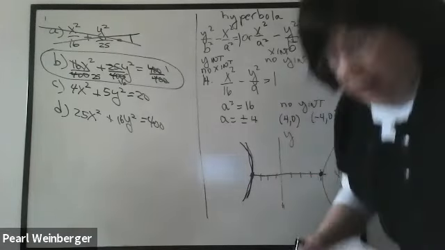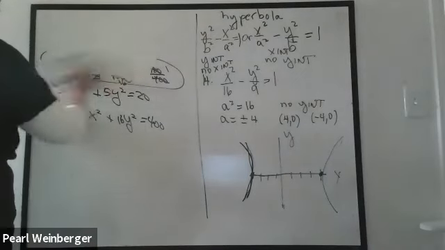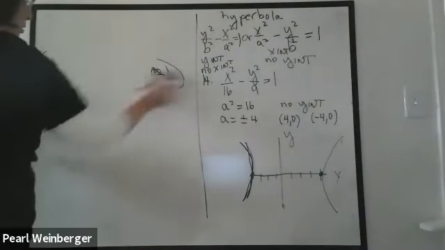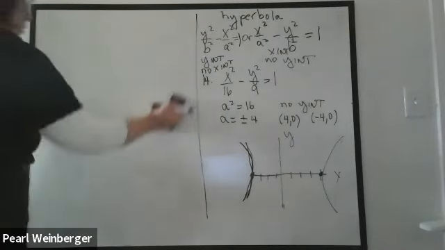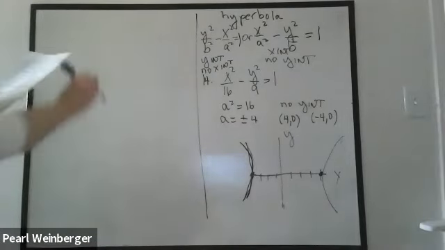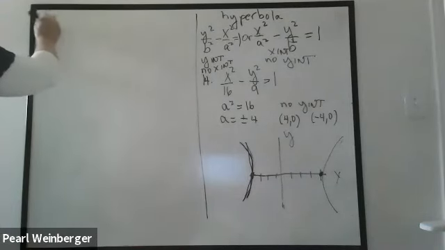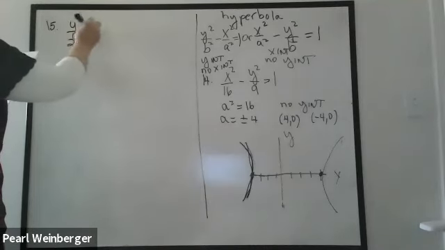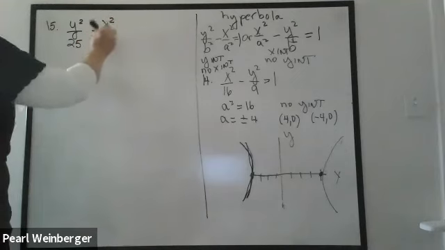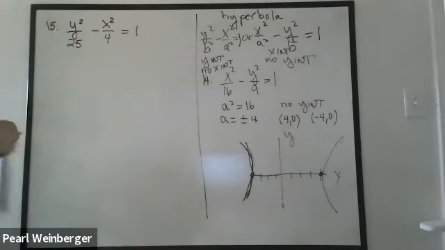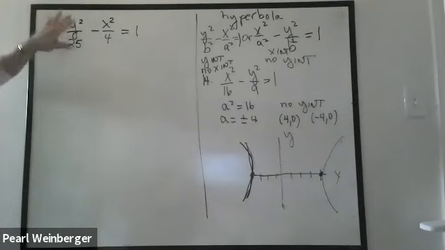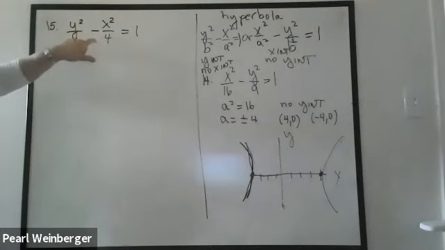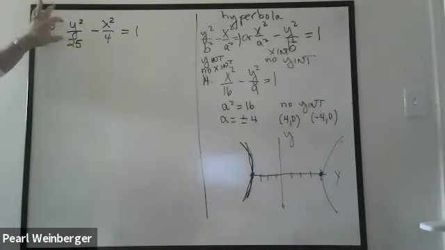If we look at number 15, they're giving us y² over 25 minus x² over 4 equals 1. Again, we recognize it as a hyperbola because we have an x² and y², but there's a minus in between them. One is positive. Again, in this case, the y² is positive, and one of them is negative.